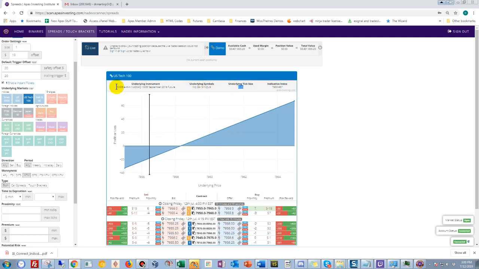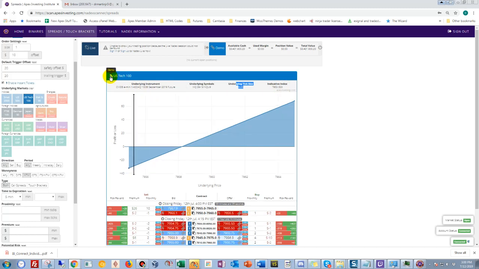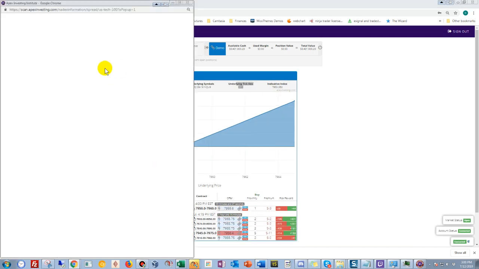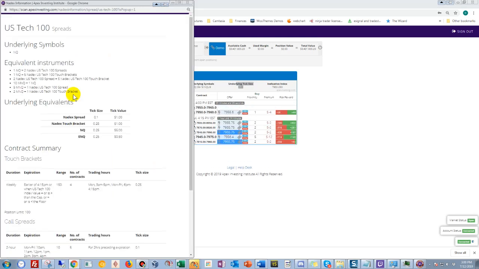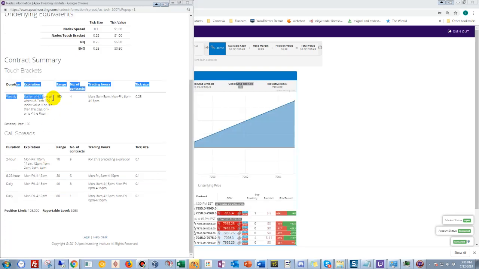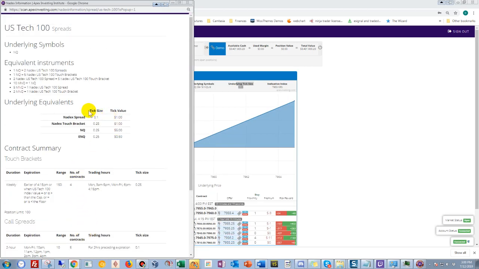And there's a lot of useful information up here at the top. Not only do you have the market, you have the current symbols, you have the tick size, the indicative. Up here on this little section, see this little chain link icon? You can click that and it will give you a world of information. Not only does it give you all the expirations and how many contracts are available, it also tells you what the tick size is of, like a spread, a touch bracket.